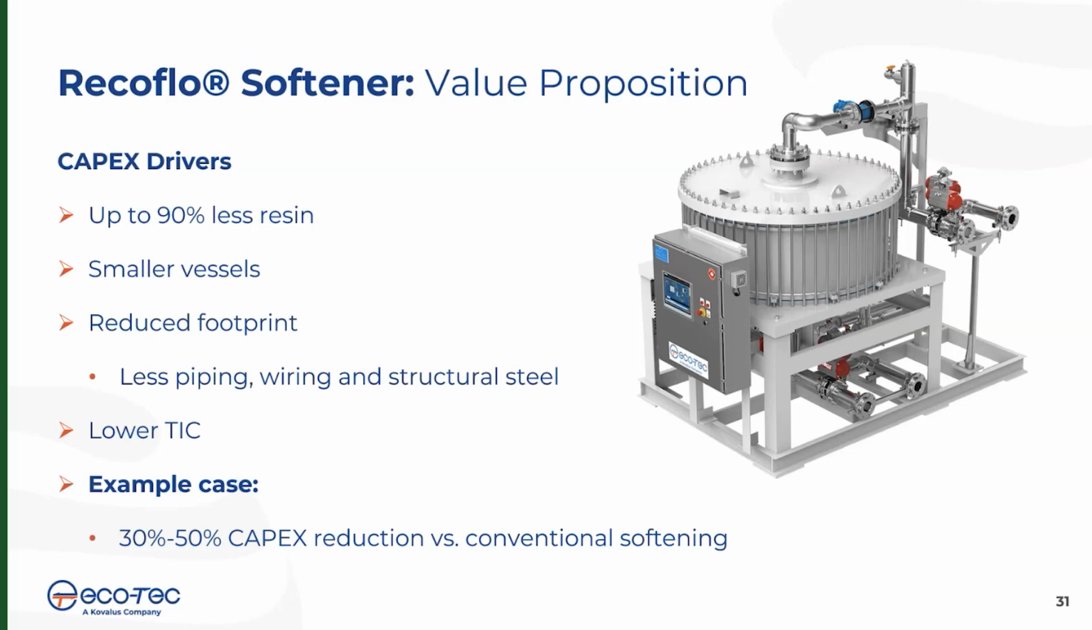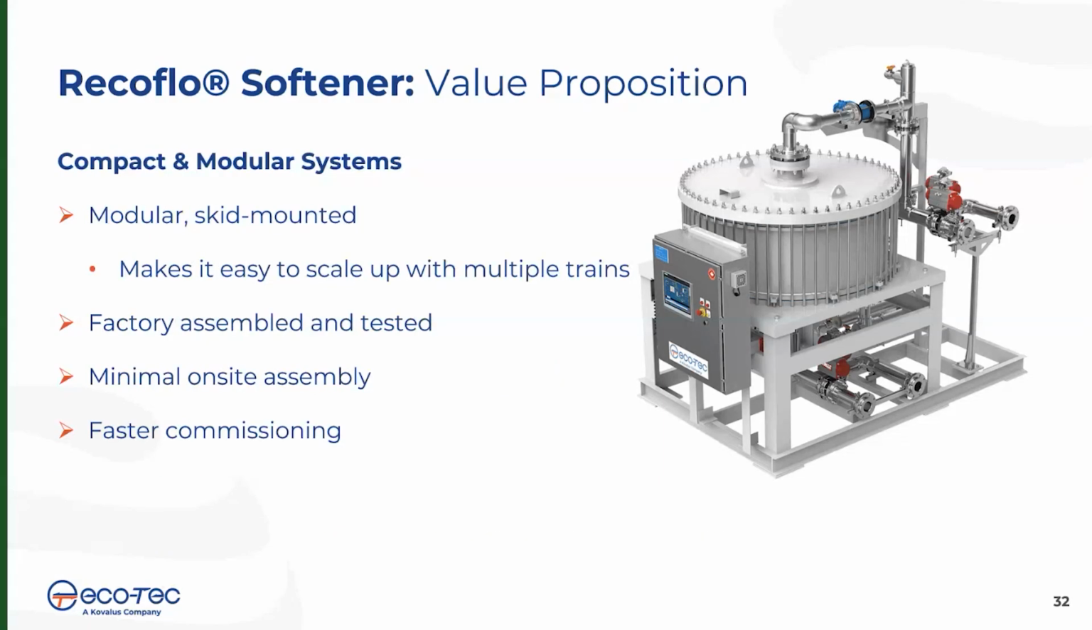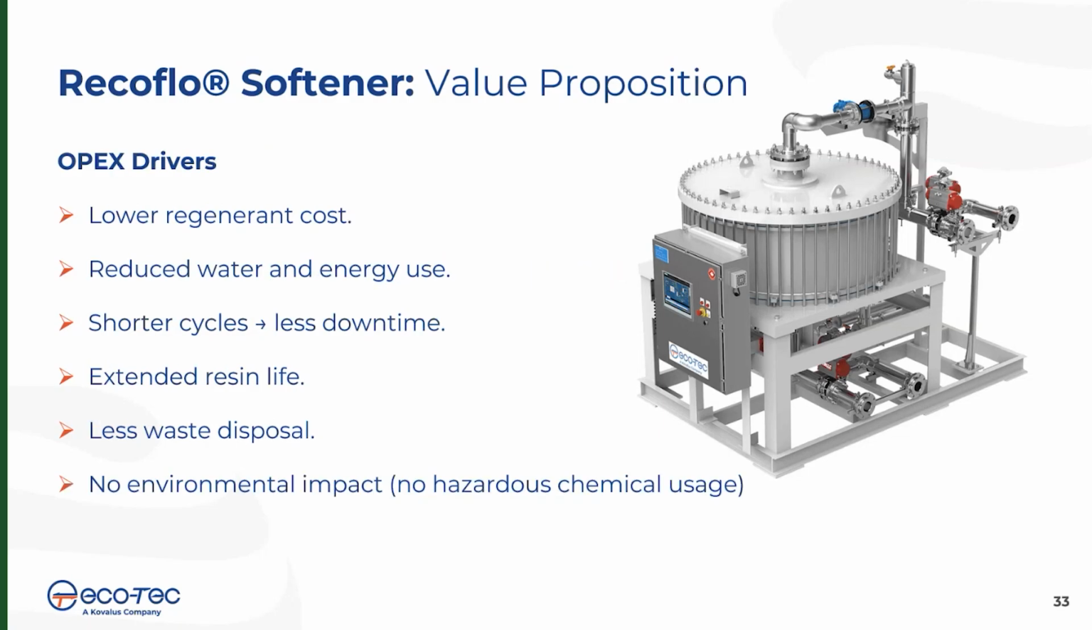With CapEx covered, let's take a look at deployment. From a deployment standpoint, the system is compact, modular, and skid mounted, factory assembled, pre-packed, pre-piped, pre-wired and tested, which requires minimal on-site assembly and supports faster commissioning. What matters next is the OpEx drivers. On OpEx, the key drivers are lower regenerant cost, reduced water and energy use, shorter cycles with less downtime, extended resin life, and lower waste disposal. We also avoid chemical usage, which simplifies handling and reduces operating burden.